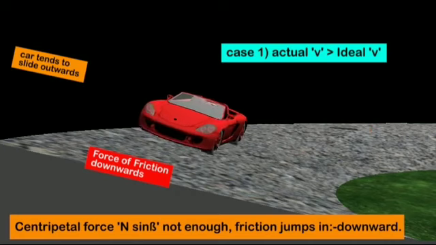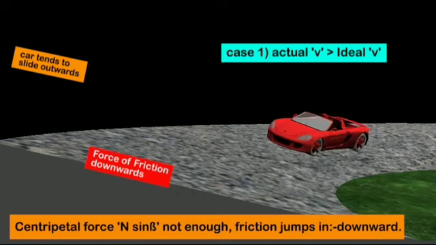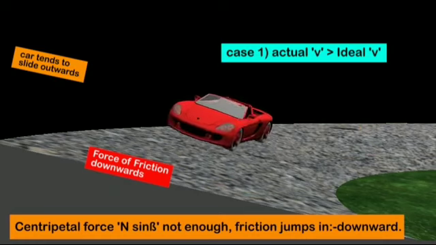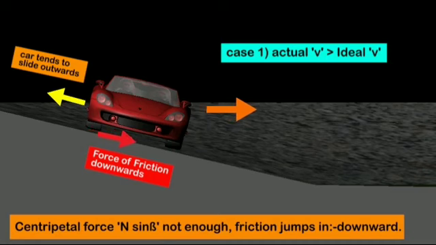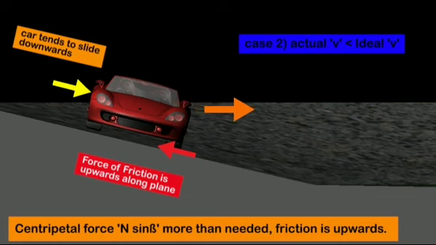Now what if the actual speed of the car is slightly more than the ideal velocity? This is a case which we must understand carefully. The moment the velocity is greater, then the centripetal force N sin beta is not enough to hold the car to the center of the circular motion. So the car tends to move outwards, and I said tends to, I didn't say it's already started sliding. That tending motion is shown by the yellow arrow out there. Therefore, static friction immediately appears on the scene.